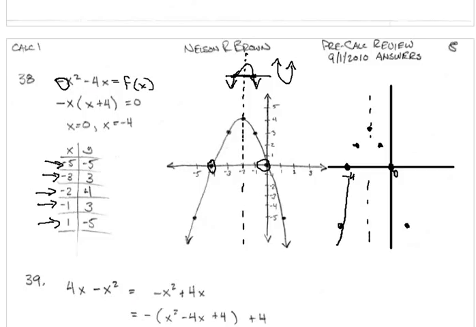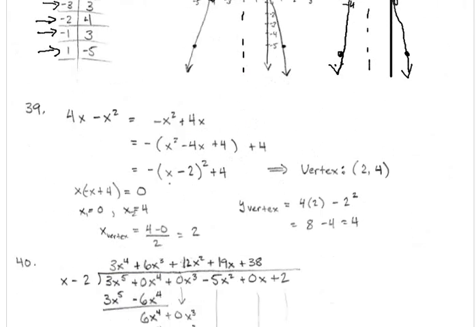And then I just connect the dots, and that's my parabola. Okay, so for number 39, it says find the vertex of 4x minus x squared.